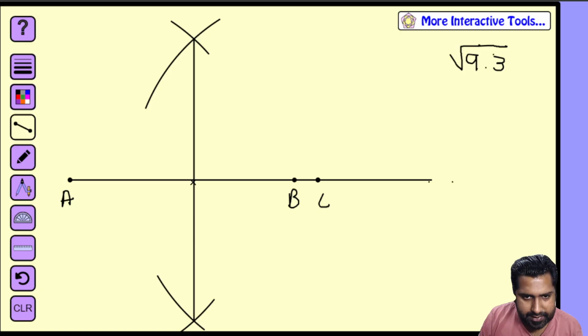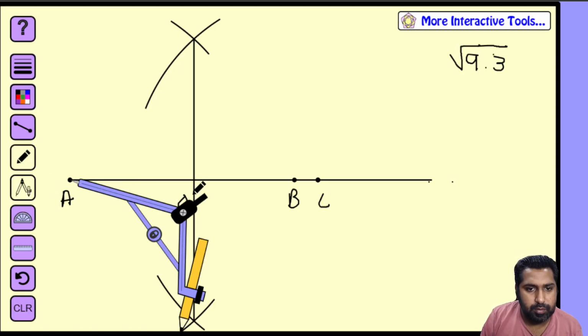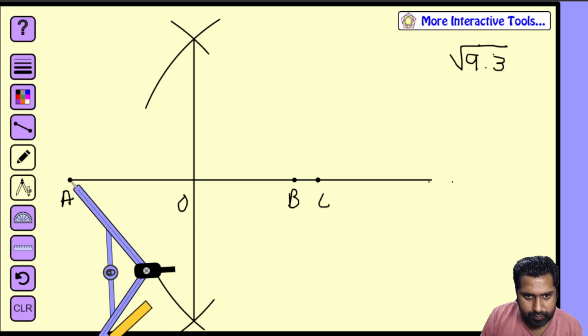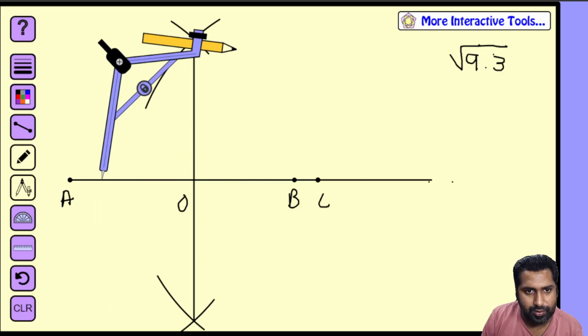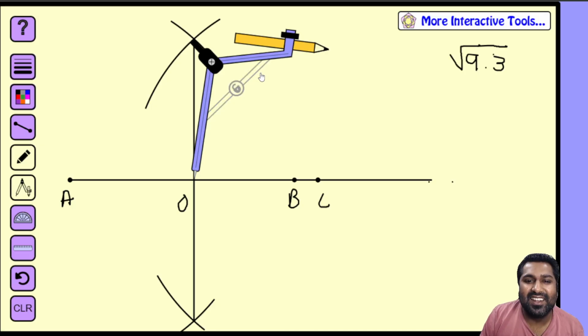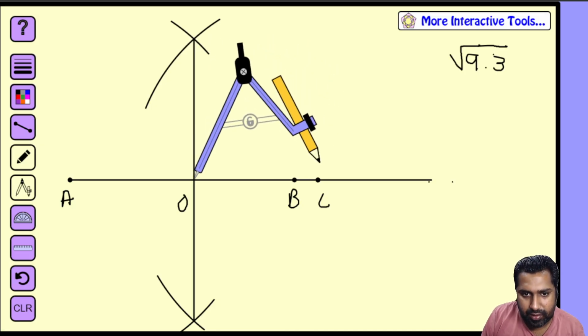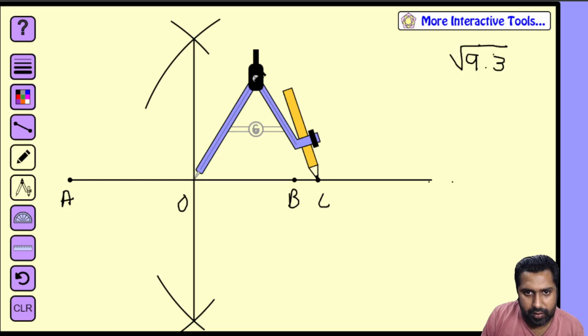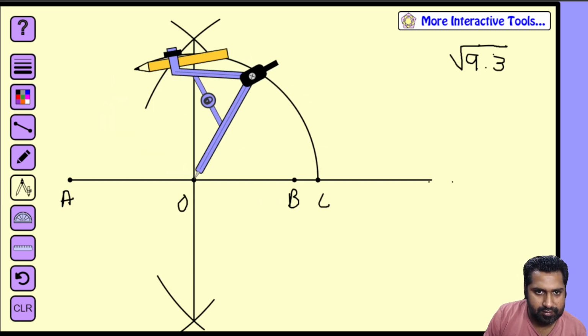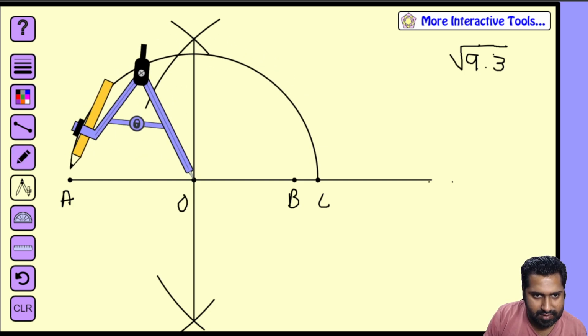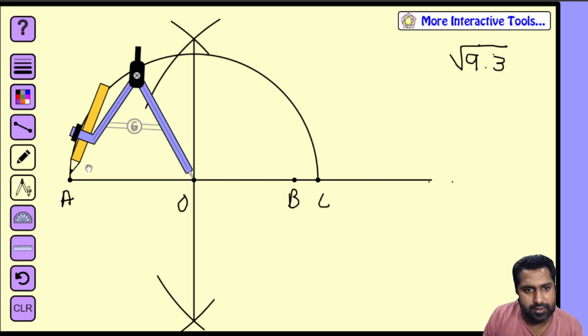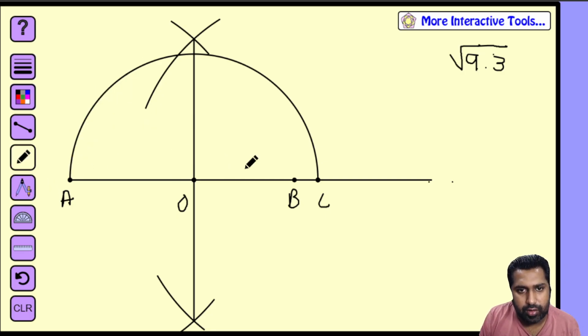Let's call this point O, and keep your compass at O. Okay, and measure OC. If you measure OC or OA, effectively you need to draw a semicircle like that. Okay, a perfect semicircle.